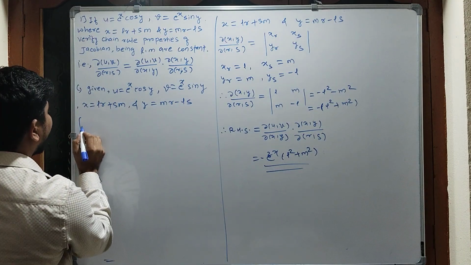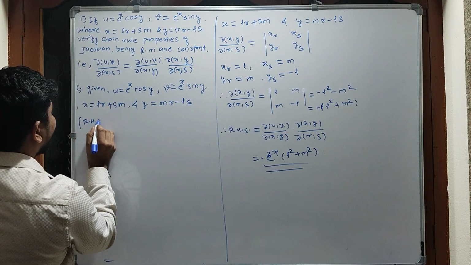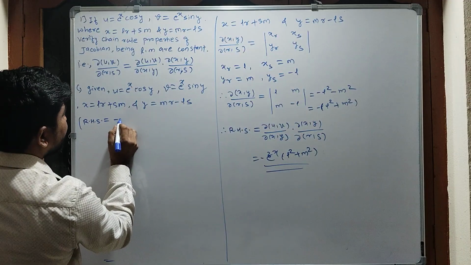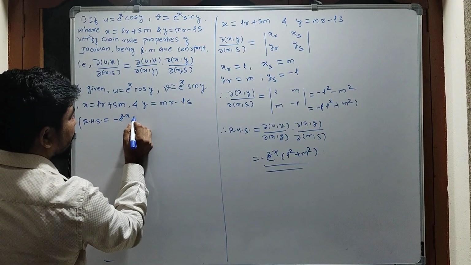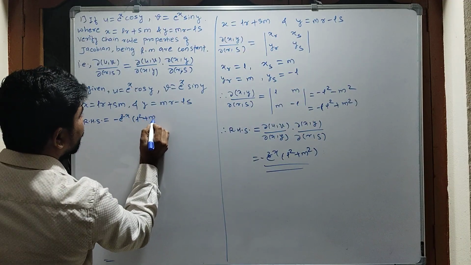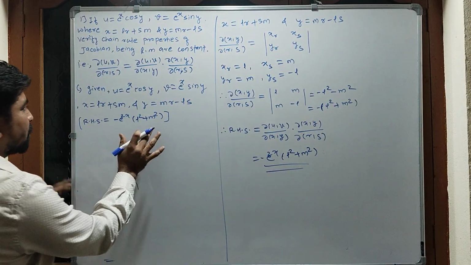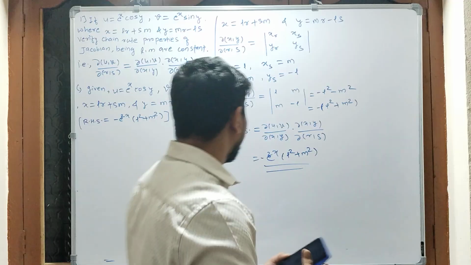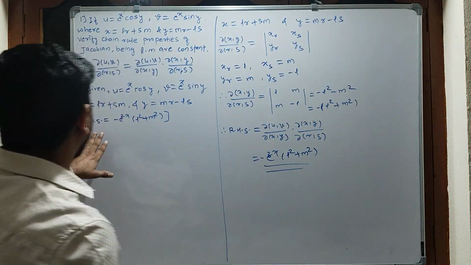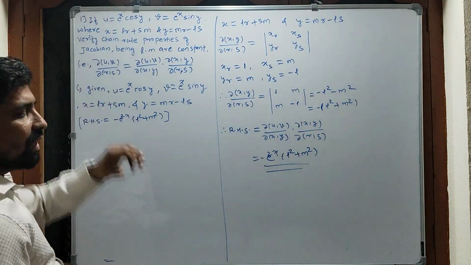That's why I will write my right hand side equal to minus e to the power 2x times l square plus m square. This is the bracket term. This is not part of the solution after this step. So this is my right hand side. Now I want to find the left hand side.